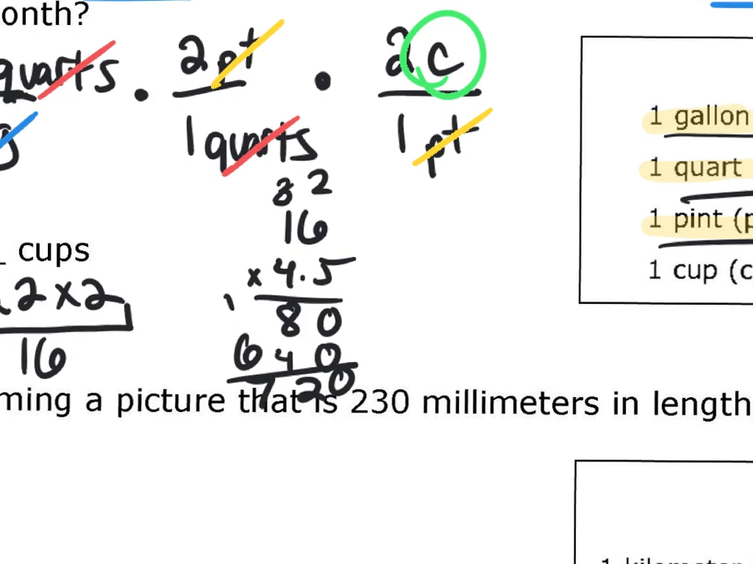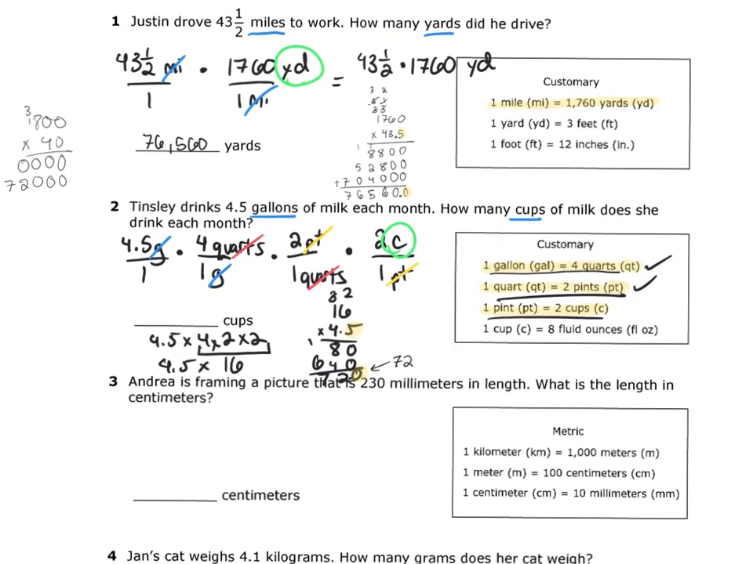And when I'm thinking about where my decimal goes, I have one value behind the decimal in my factor. So I should have one number behind the decimal in my product. So this should be 72. Hopefully you can read that. That says 72. And 72 what? 72 cups. So let's write that down. 72 cups. 4.5 times 4 times 2 times 2 is 72.